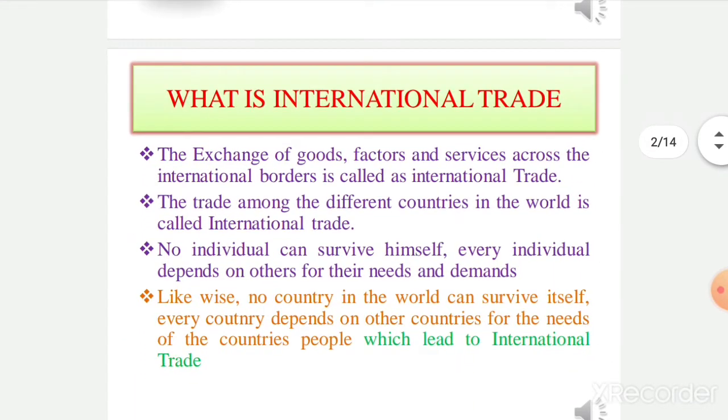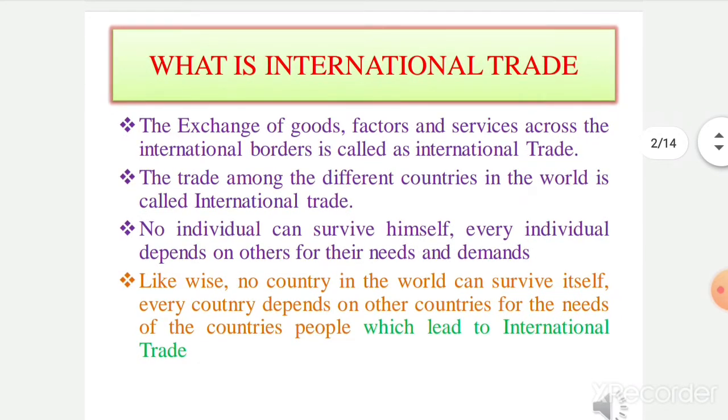So what is international trade? The exchange of goods, factors, and services across international borders is called international trade. The trade among the different countries in the world is called international trade.